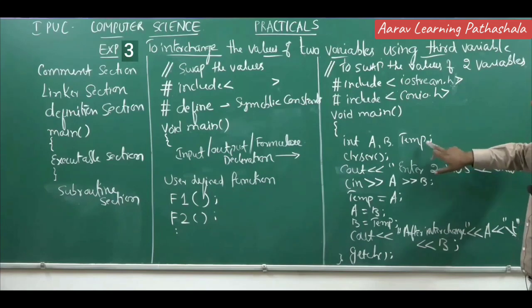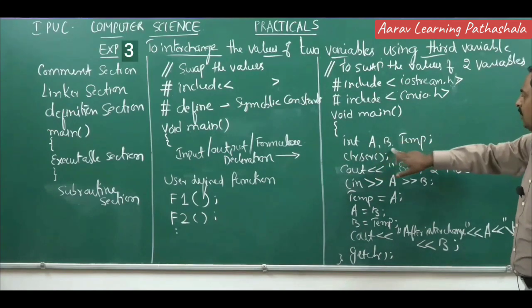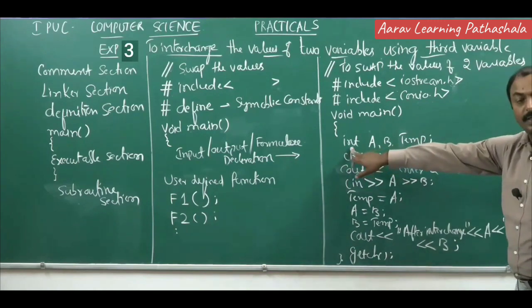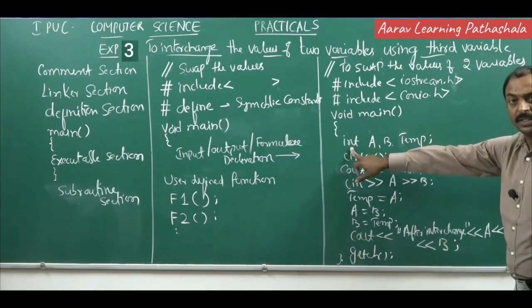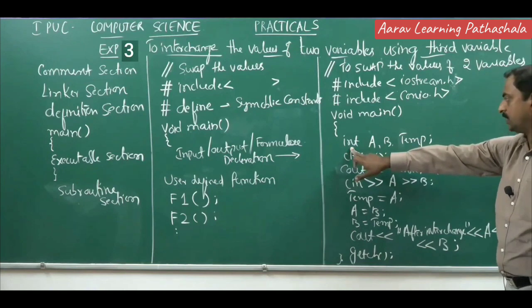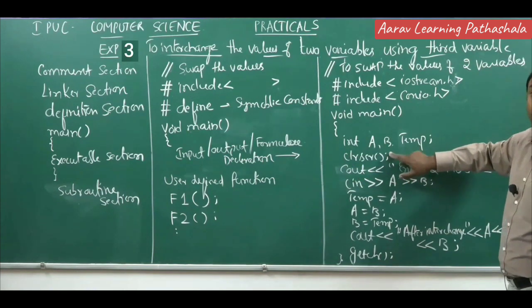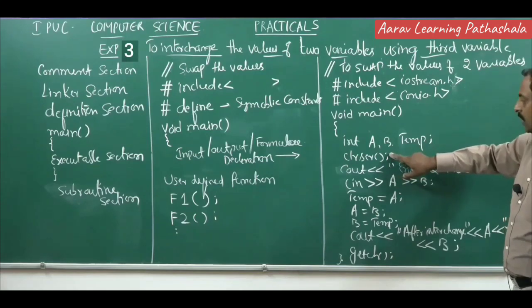In this example we are making use of a, b, temp as variables to store values of the data type int, or integer, which is nothing but whole numbers. The next function we have used here is clear screen. We are using this function to clear the output screen.